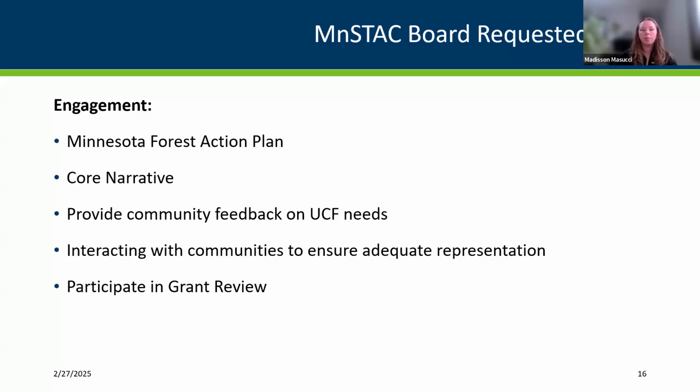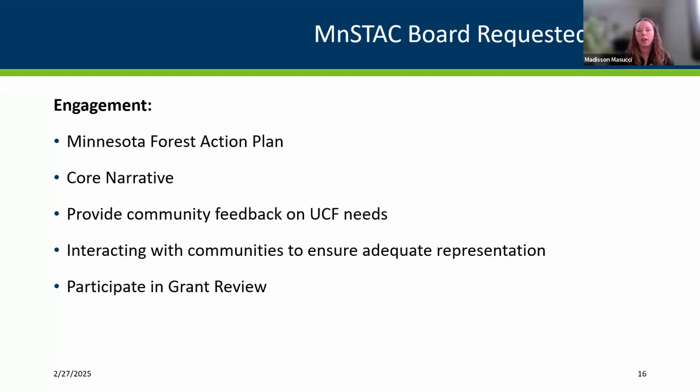Finally, we will request that you're able to participate in grant review when the capacity is there. We'd like to bring in external partners on our grant review committees to ensure we get a more diverse set of voices at the table discussing grant awards.